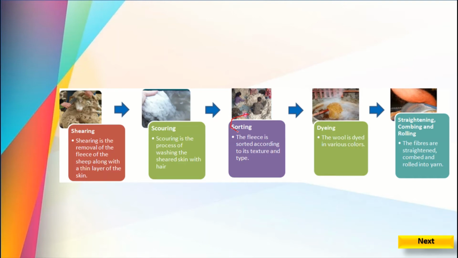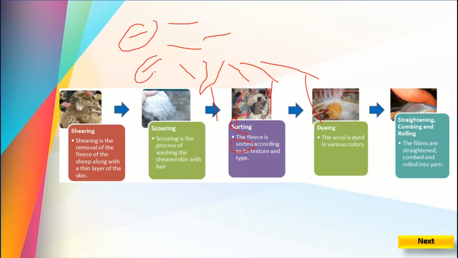Sorting. What is sorting here? Sorting means the different textures of wool are separated. Okay, the different textures are separated according to the type, right? These are sorted. Sorted means we are keeping aside different textures and different types of wool, and then they are dyed.